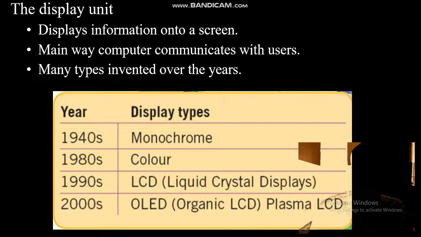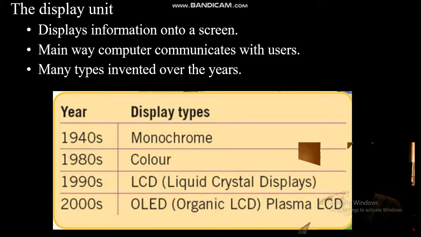So the display unit, that's the monitor part, is a very important part of a computer system. It displays information on the screen, mainly the way the computer communicates with us. Without that, we would not be able to communicate with the computer. Many types have been invented over the years, from previous years up to date. They are still updating new ones.